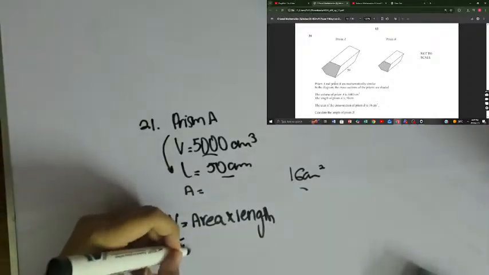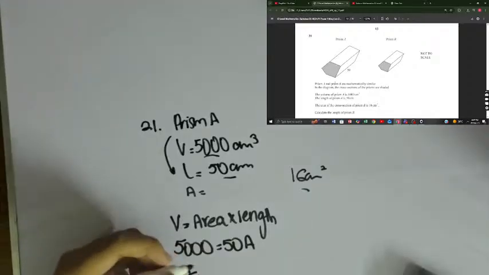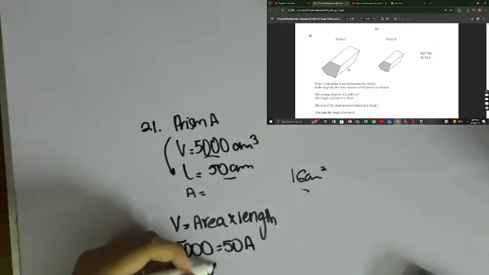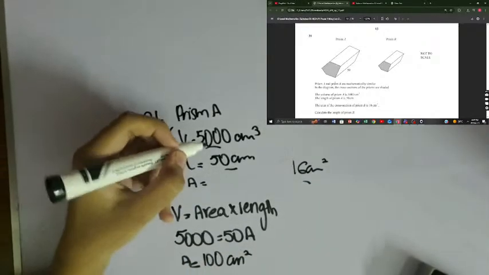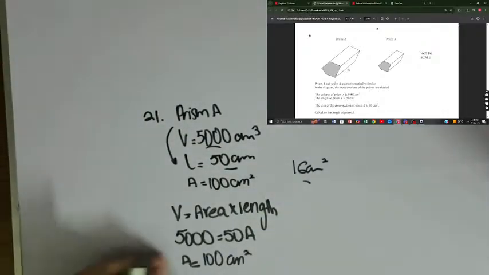So volume is equal to 5000 is equal to 50 multiplied by area. So area is equal to 100. 100 centimeter square is the area of prism A. So now we know the areas of both prisms and we need to find the length of prism B, right?